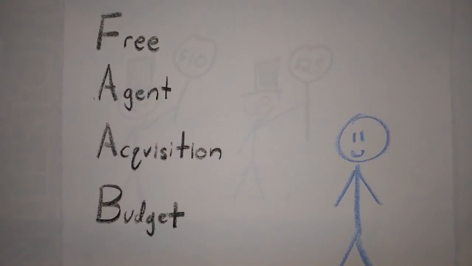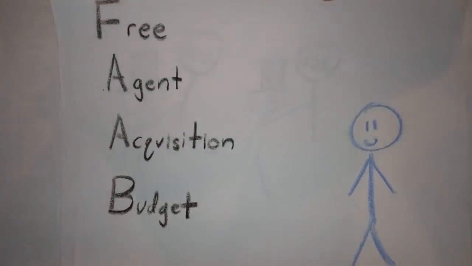Billy says, what the heck's FAAB? FAAB stands for Free Agent Acquisition Budget. Sometimes it's called Free Agent Blind Bidding, which will be obvious in the following set of drawings.